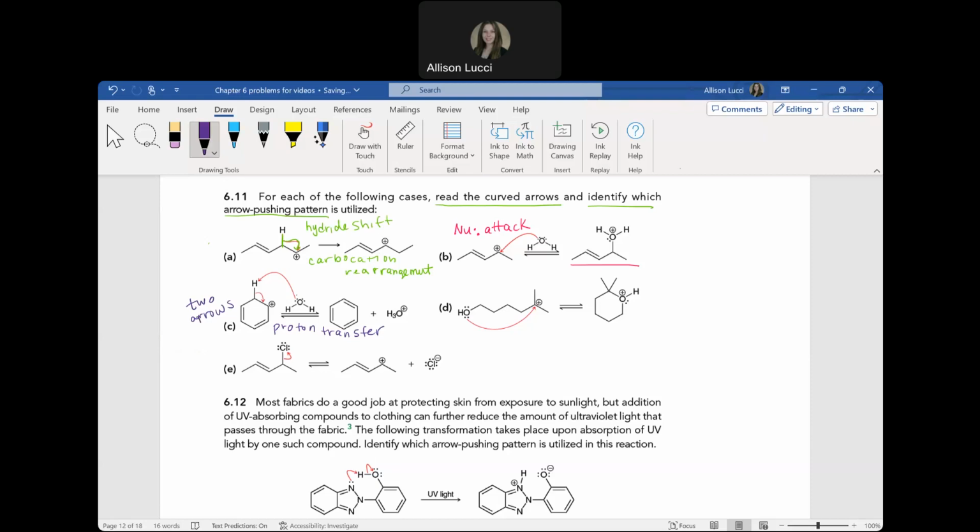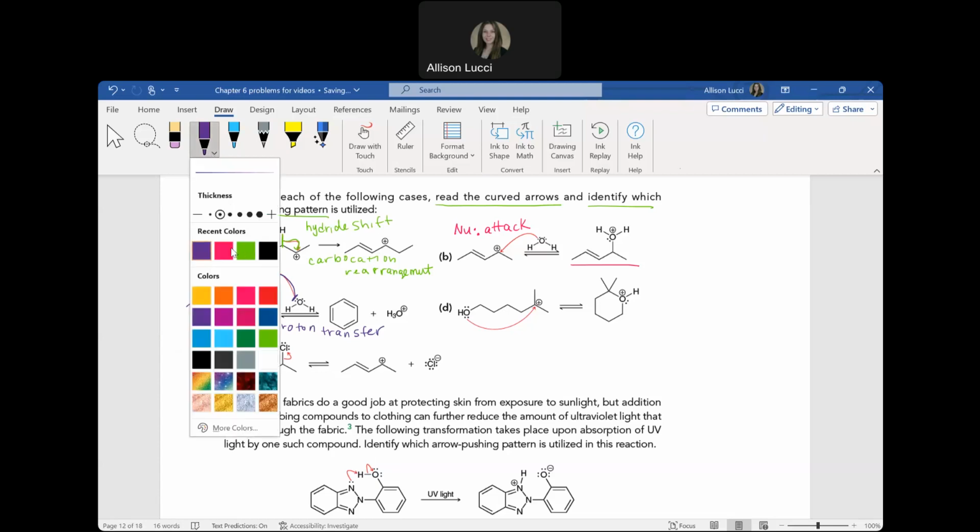So the lone pair on the water molecule here is going to grab this proton, and then the electrons that are involved in the carbon-hydrogen bond will form a double bond in this ring structure. So we end up with benzene and then hydronium as our products of this proton transfer.